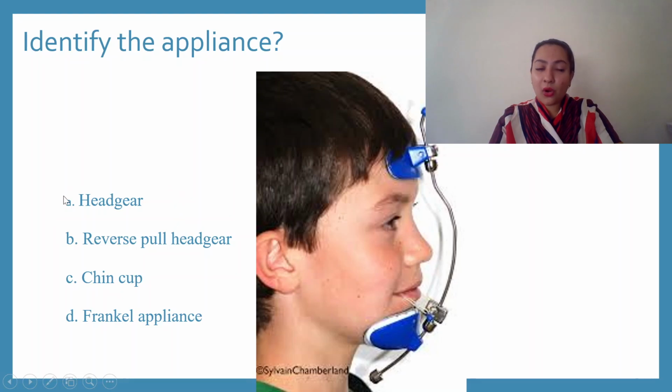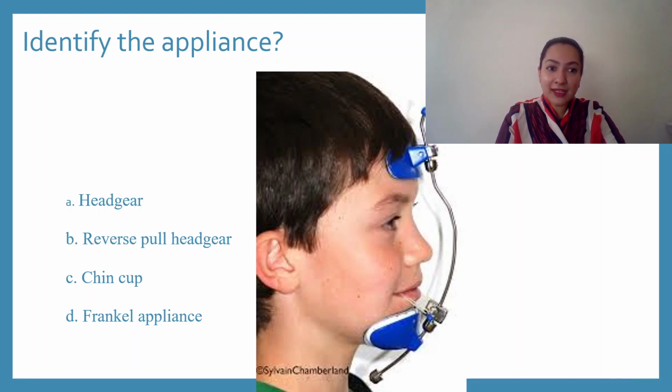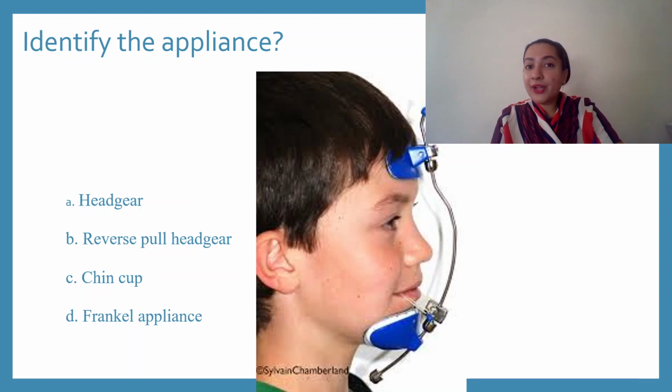The one option, that is headgear, is a different thing. The appliance is different. It is used to restrict or modify the growth of maxilla. Okay, and it does not have this chin cup section. Next option is reverse pull headgear. It means its action is opposite to that of headgear. So if headgear is used to restrict the growth of maxilla, reverse pull headgear is used to bring about growth in maxilla. And when do we need to bring about the growth in maxilla? In class 3 cases, where the maxilla can be retruded or the mandible can be excessively ahead.